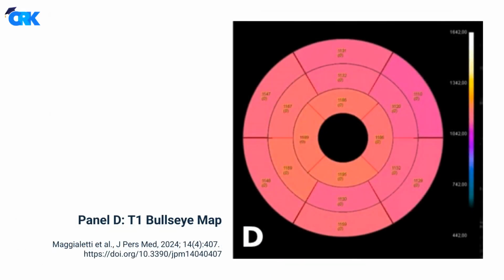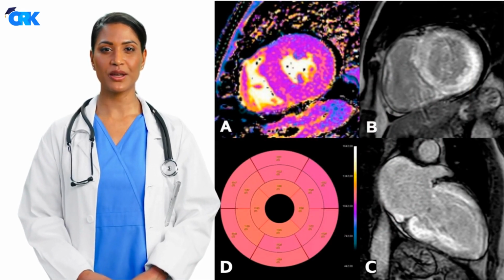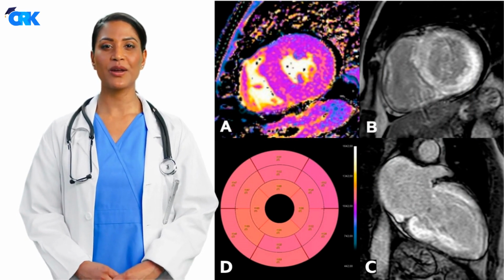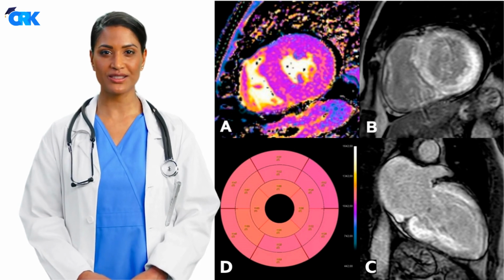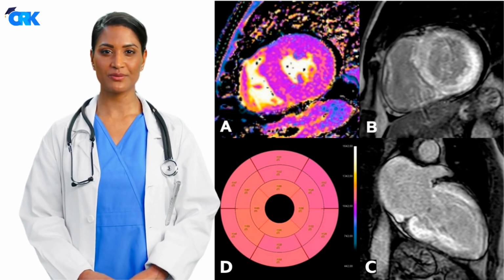Finally, the bullseye plot in panel D quantifies regional native T1 values across the myocardial segments. Every segment shows uniformly elevated T1 times, further reinforcing the diagnosis of a diffuse infiltrative cardiomyopathy. This visual representation helps confirm that the disease is not regional or patchy, but rather global, aligning with the clinical picture of ATTR amyloidosis. In summary, this case beautifully illustrates how multiparametric CMR, including native T1 mapping and LGE, provides a comprehensive tissue characterization that aligns with the pathology of ATTR cardiac amyloidosis.